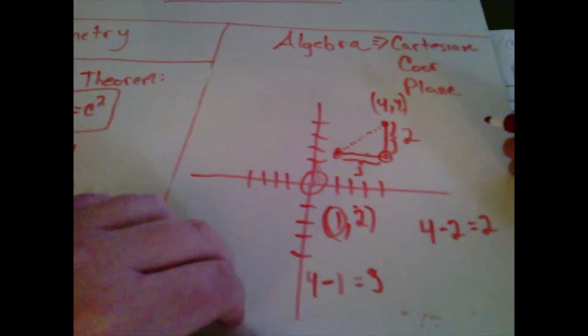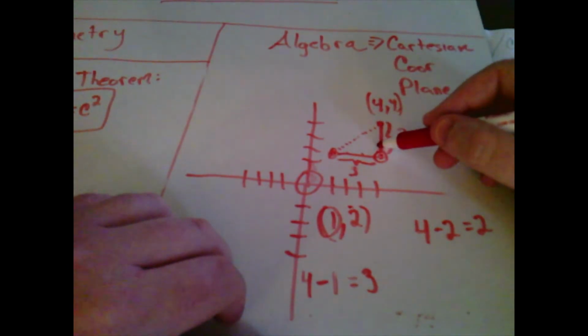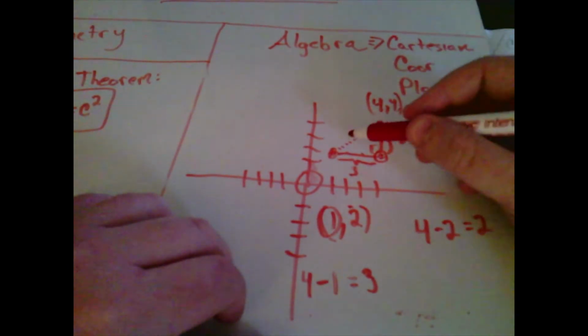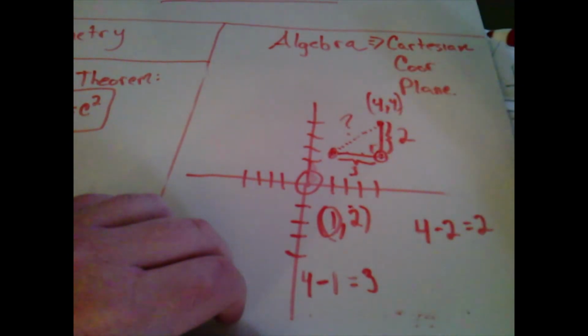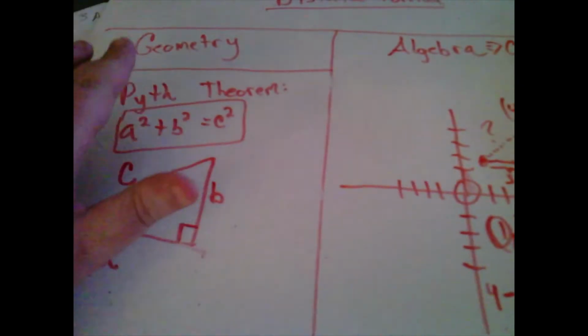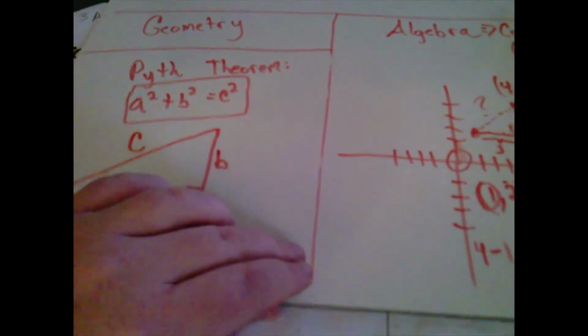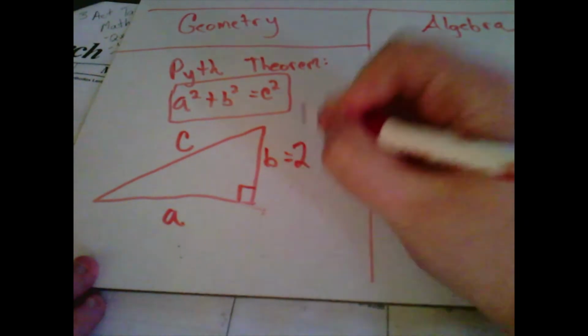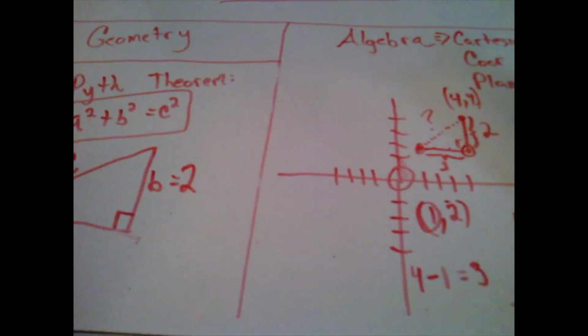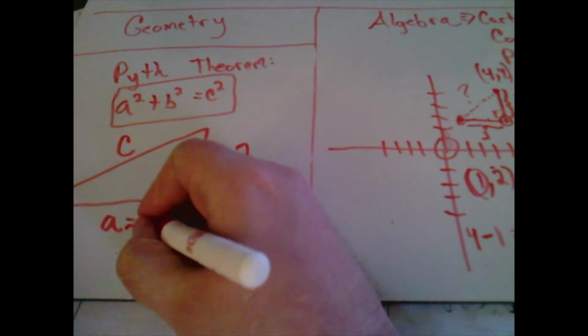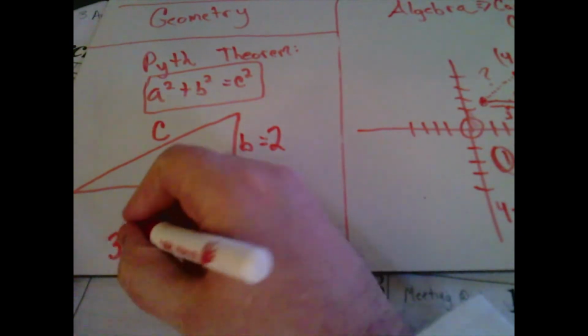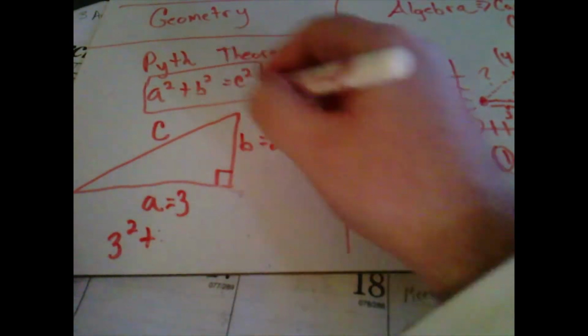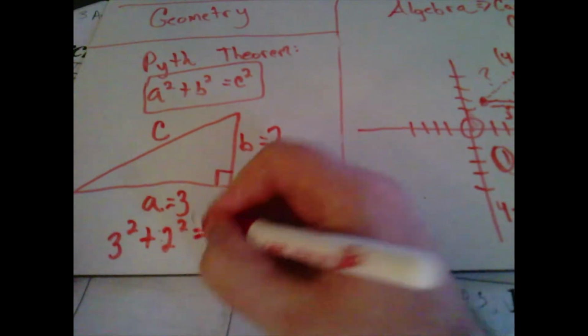Okay, good. So now we have a right triangle with an unknown hypotenuse. We can use our Pythagorean theorem to solve this because look, let's just map this over. B is 2. A is 3. Let's plug it into our equation. 3 squared plus 2 squared equals c squared. All right.